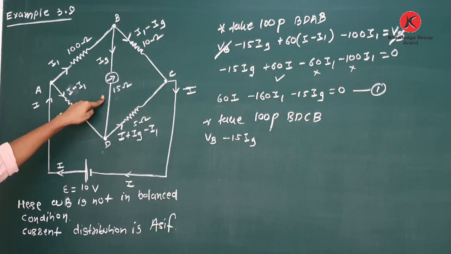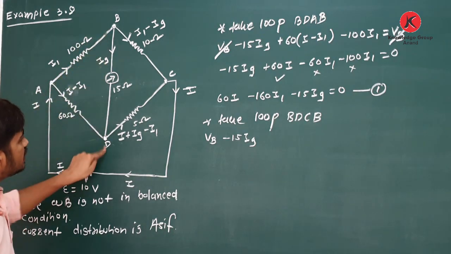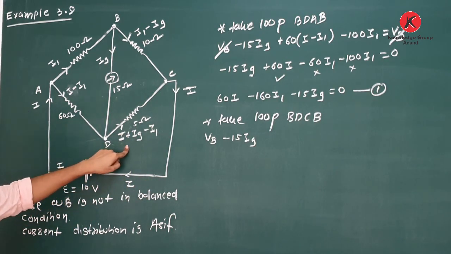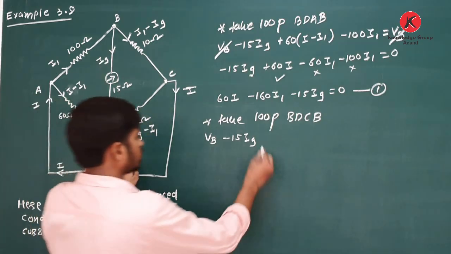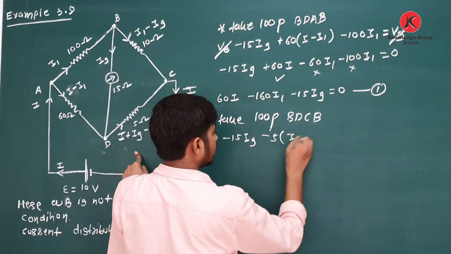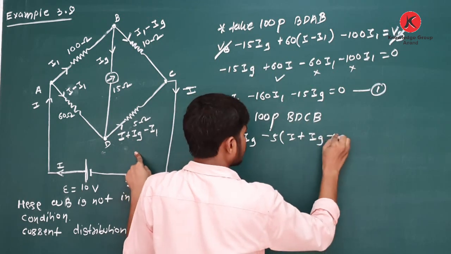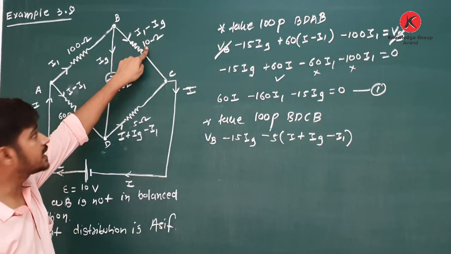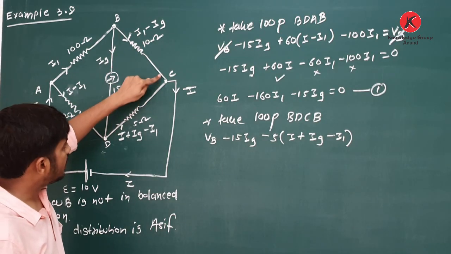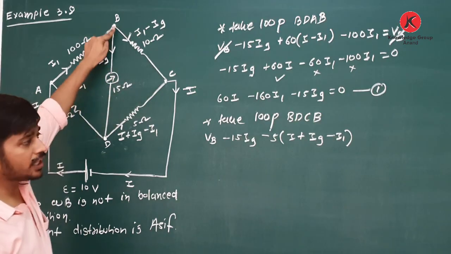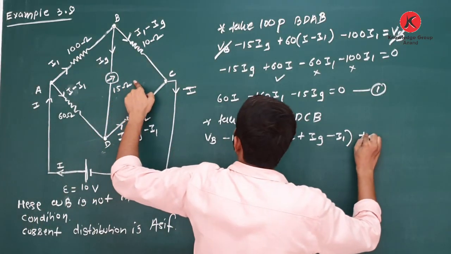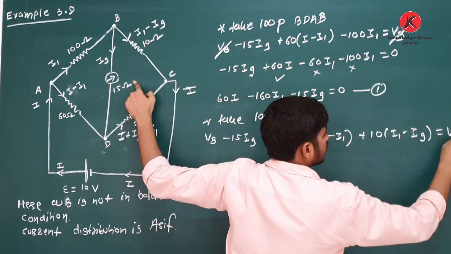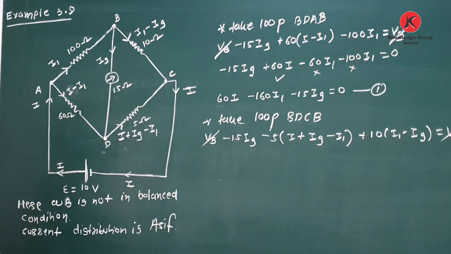Clear about this? Okay. Next, we are moving from D to C. What is resistance? 5 ohm. Current is I plus Ig minus I1, and we are moving in direction. So it is minus 5 times I plus Ig minus I1. Then we are moving from C to B. Resistance 10, current I1 minus Ig, and now we are moving in opposite direction. So it is plus 10 times I1 minus Ig, is equal to, we are again at point B. So it is VB cut.